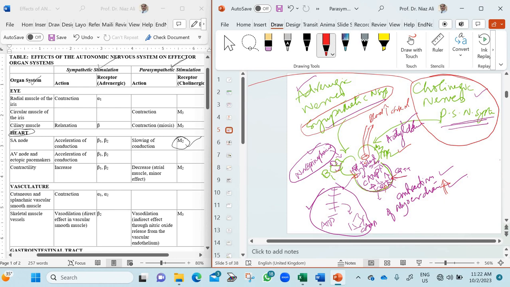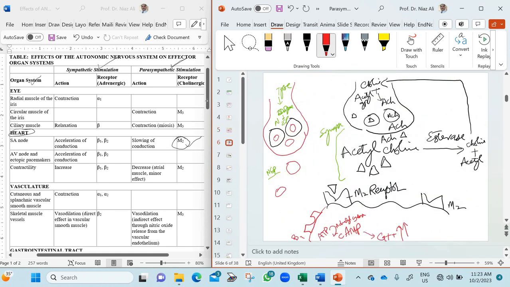This will now decrease the heart rate and decrease the force of contraction of the myocardium. So this will lead to a fall in cardiac output, and this fall in cardiac output will also lead to a decrease in blood pressure as well. Let me proceed to how it happens and let me cover the organ-wise effects.